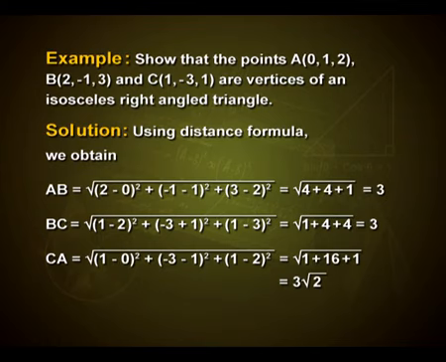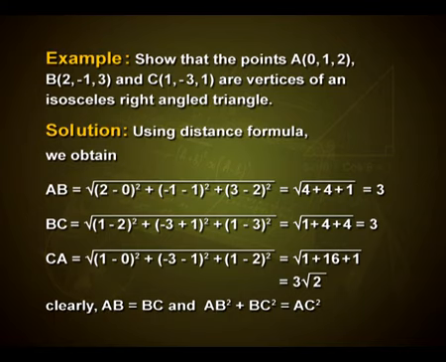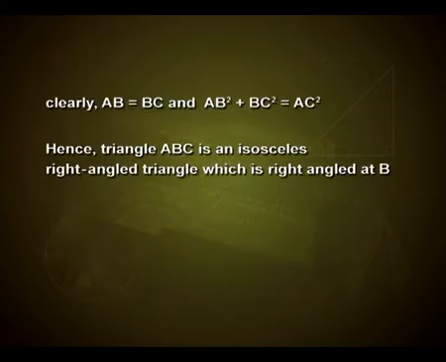What do you observe here? Clearly, AB is equal to BC. What does it imply? It is an isosceles triangle. We also can verify here that AB square plus BC square is equal to AC square. Hence, our triangle ABC is an isosceles right angle triangle which is right angled at B.